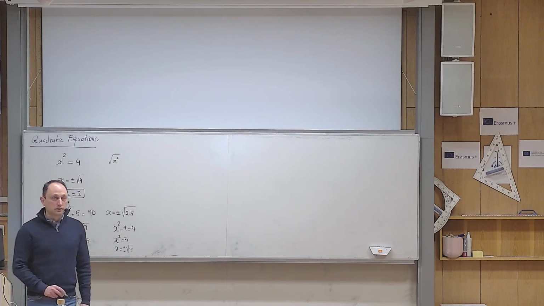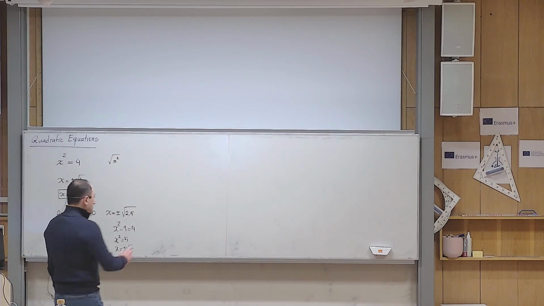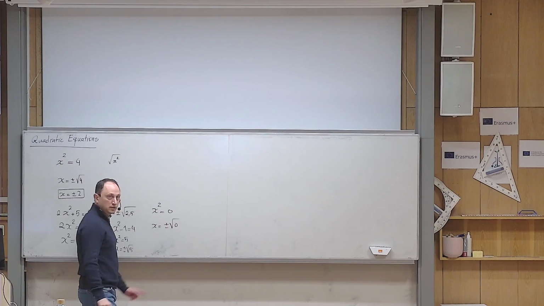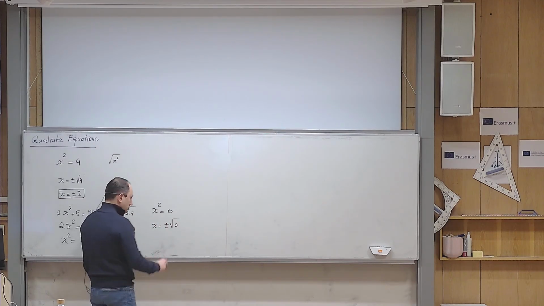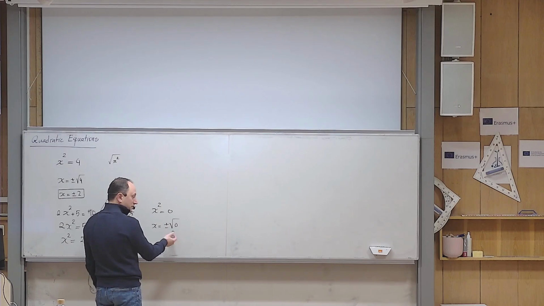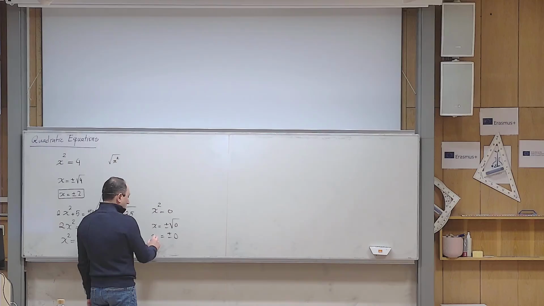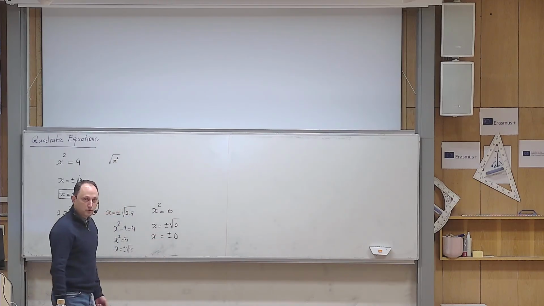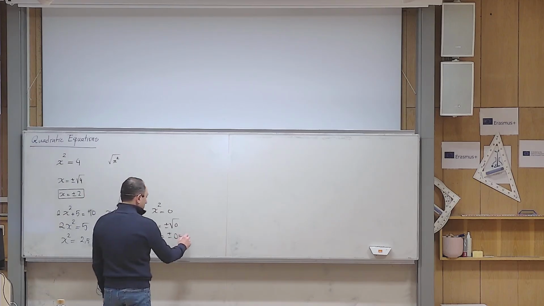Yes? X squared equals 0. It becomes x is equal to plus or minus the square root of 0. But the square root of 0 is 0. This is why you don't even write it. Square root of 0 is 0, and then you have plus or minus 0. You might say that I have 2 solutions, but no, because plus and minus 0 are both equal to 0. So you have one single solution.